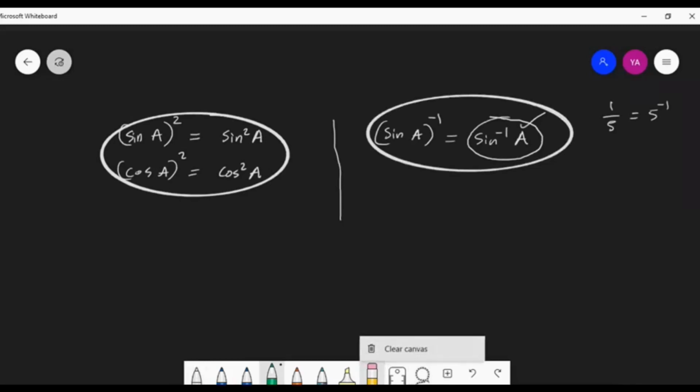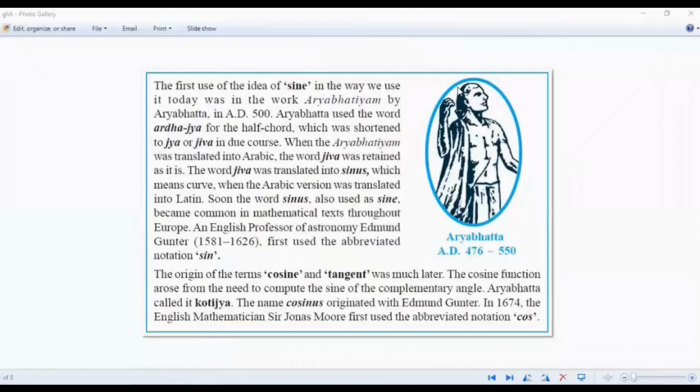And one more note. Aryabhatta was the first mathematician who used this idea of ratios of right triangles, and he called it ardhajya for sine. Later, when the books were translated to Arabic and other languages, finally the word changed to sine, S-I-N. And for the other ratios also, he had other names like cotija or something like that.